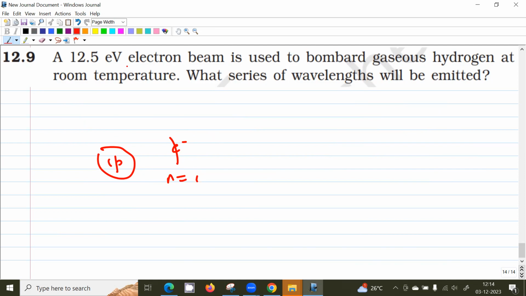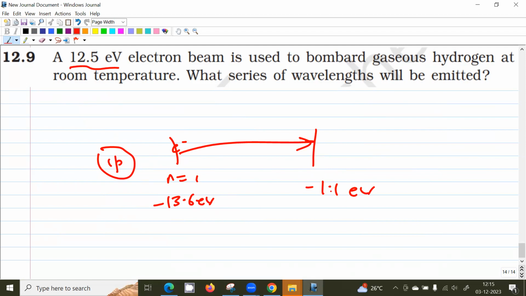But if I bombard with this electron beam, it can take the electron to some higher orbit. This energy level is minus 13.6 electron volts. So this 12.5 electron volts can take you to a maximum possible level of minus 13.6 plus 12.5, which makes it minus 1.1 electron volt. Getting the idea, right? Because to minus 13.6, I'm adding energy of plus 12.5, so it becomes less negative.